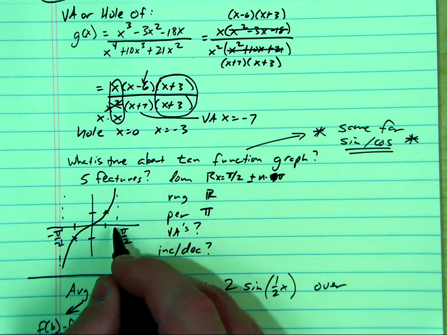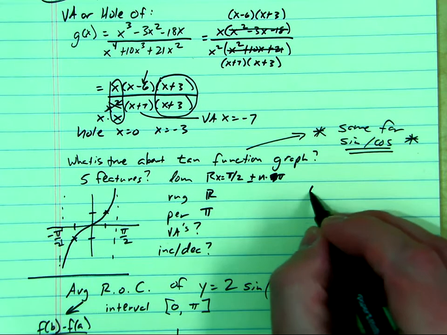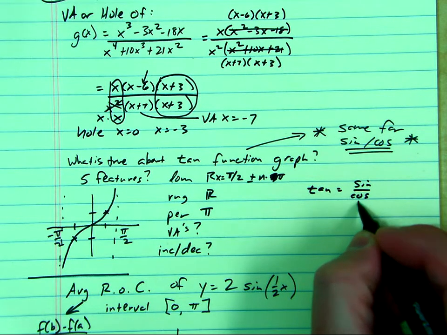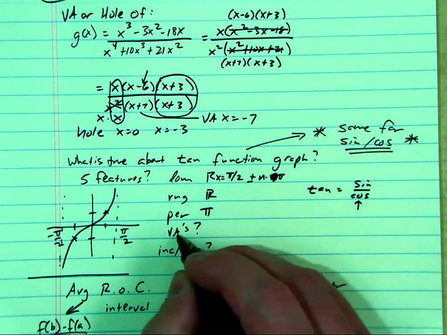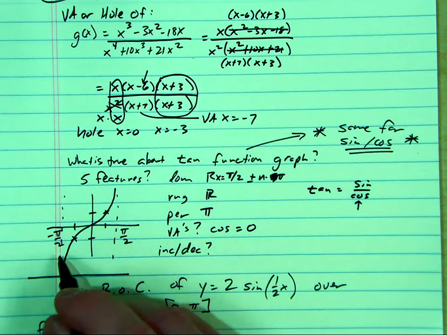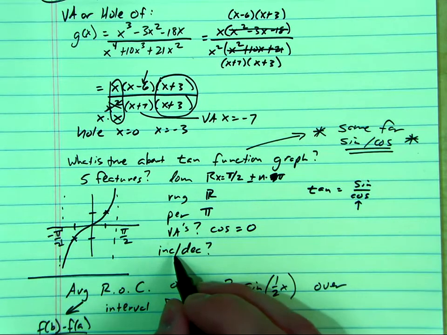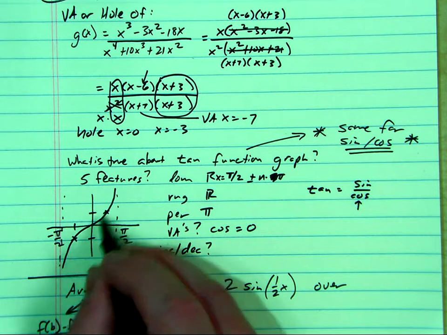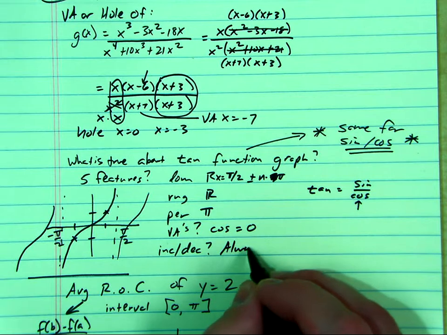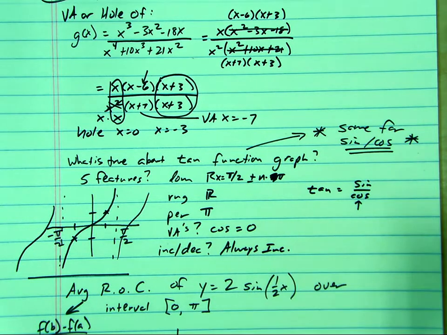Where are the vertical asymptotes? Just remember, basically tangent is sine over cosine. So the vertical asymptotes happen when cosine equals 0. So where are the vertical asymptotes? Anytime cosine equals 0, like at negative pi over 2 or pi over 2. What about when is it increasing or decreasing? The tangent function is always going to have this shape over every interval. It's always increasing. Okay, so those are some questions you can answer to help answer real life questions, or just basically features about the graph can help you to understand.